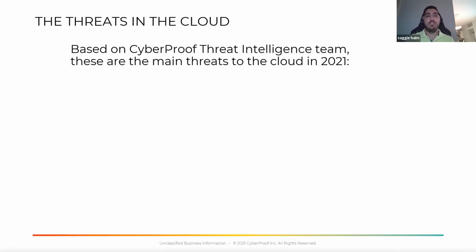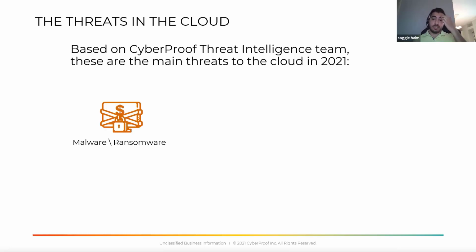Based on the CyberProof threat intel team, those are the main threats that we saw in 2021. Of course, every week we hear about new ransomware, about a new company that got it. We see it everywhere, and I think this is one of the main things that comes to people's minds when you talk about cybersecurity. We see a lot of exposed data due to misconfiguration and due to weak APIs.